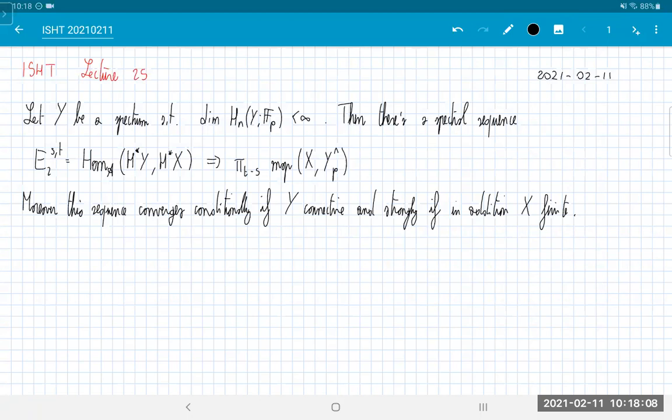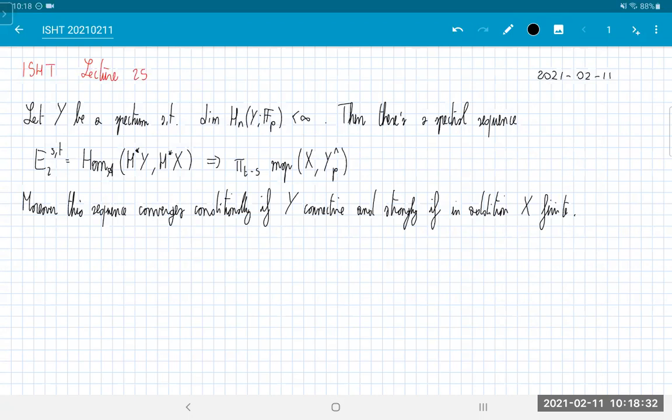Let me recall what we did last time. Last time we constructed the Adams spectral sequence. The Adams spectral sequence is, if you have a spectrum such that you have this technical hypothesis, which as I said, is not really necessary. It's necessary because we're working with cohomology rather than homology, but you can sort of remove it.